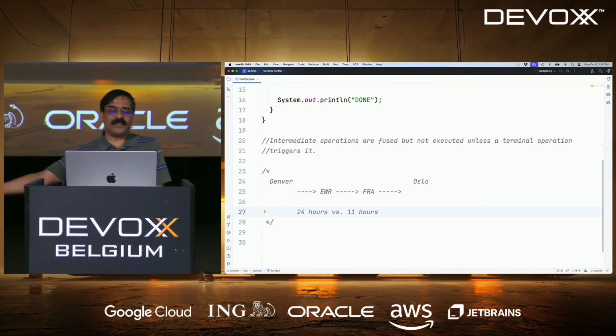That is assuming the flight doesn't get delayed, which is even worse. So it would be nice not to have to make these stops. Well, guess what's going to happen?